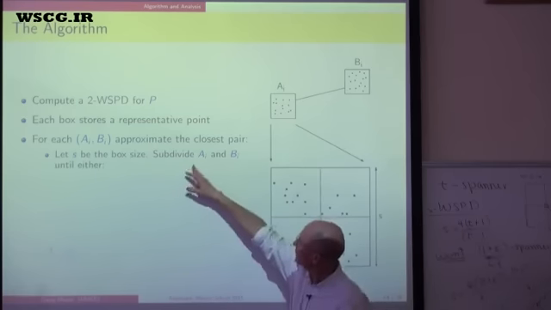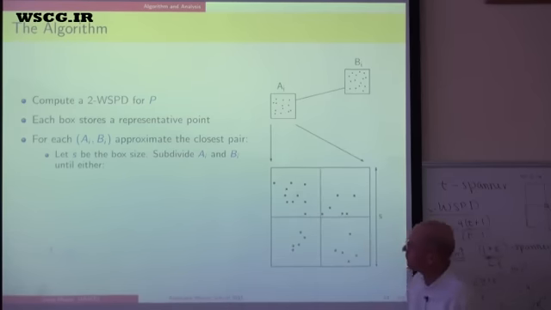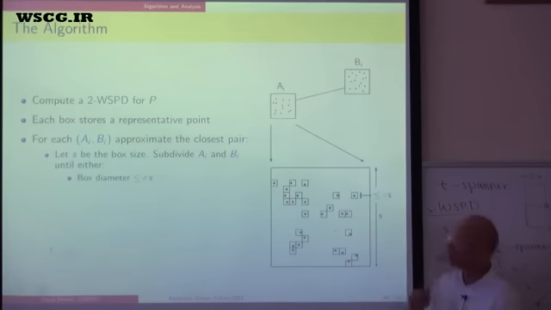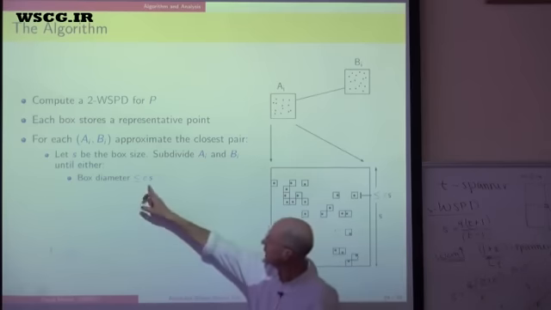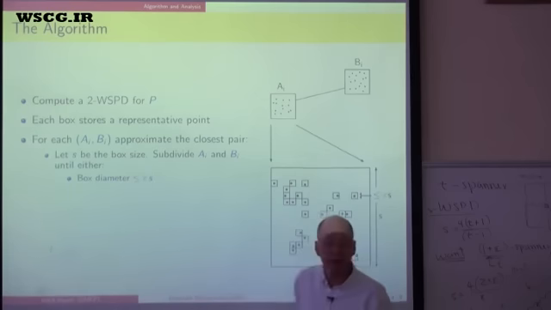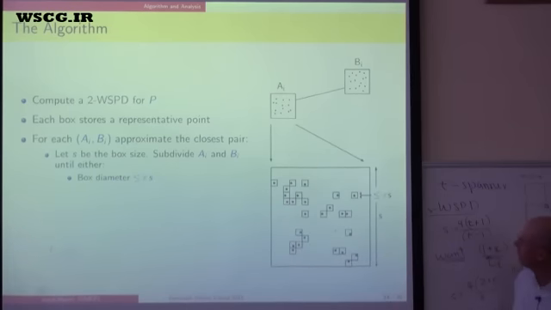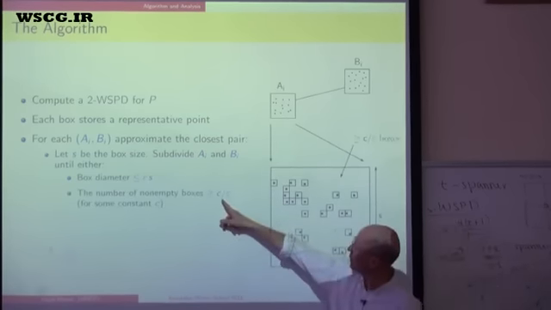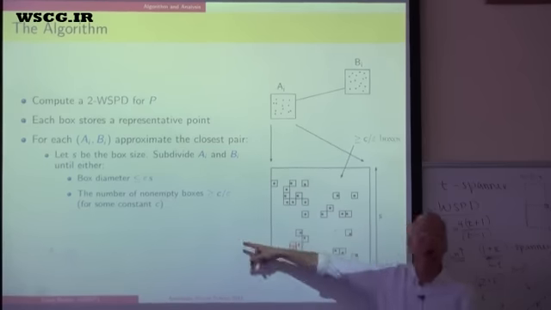Let S be the box size. Keep subdividing until one of 2 events occurs. Subdivide, subdivide, again just keeping the non-empty boxes. One of 2 things will occur. Either the box diameter will become very small, and small for me will be epsilon times S. That is a good event for me, and at that point I'll just stop the subdivision. The second event that I'm interested in is if the number of non-empty boxes becomes large.